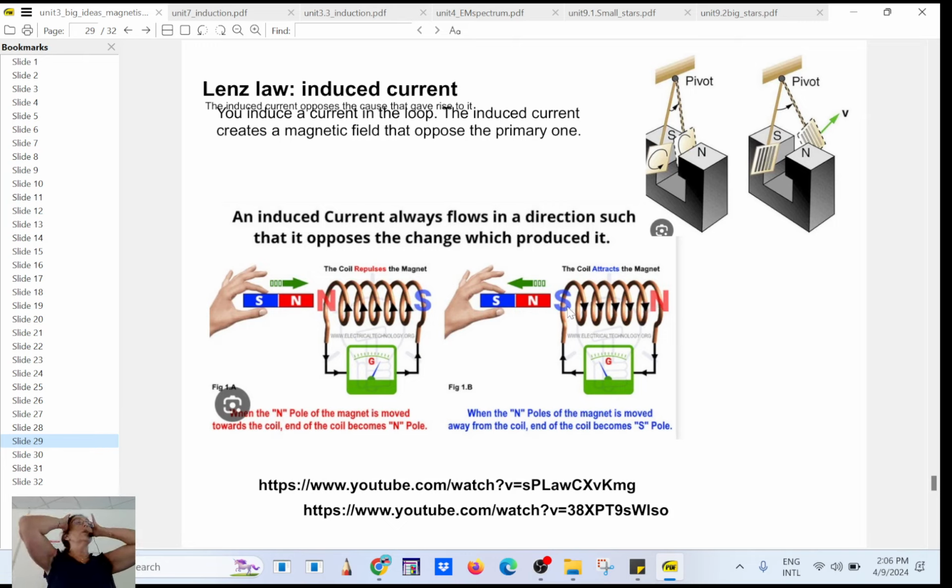Okay, so if the magnetic field increases, it's going to try to decrease it. And if the magnetic field decreases, it's going to try to increase it. So that's called Lenz's law.